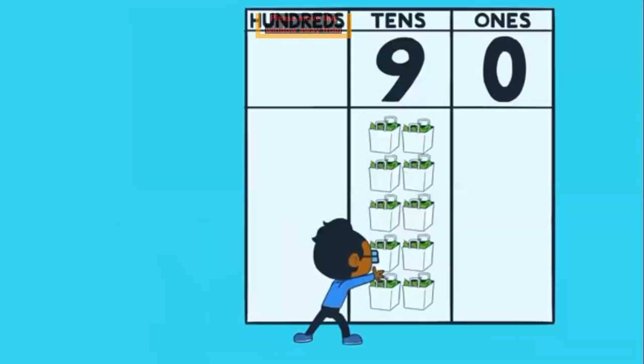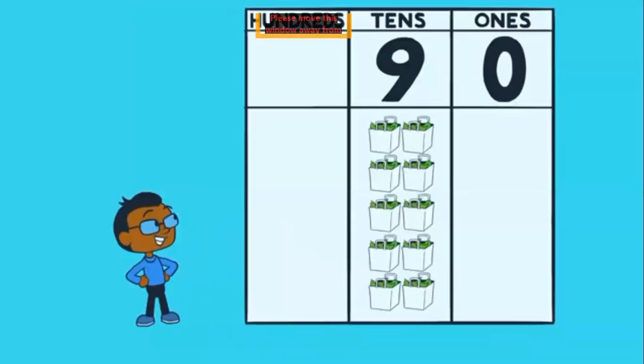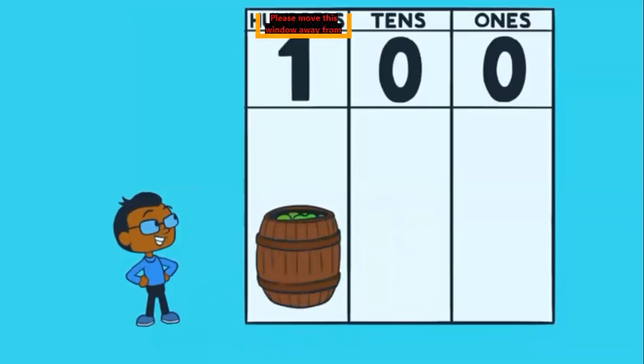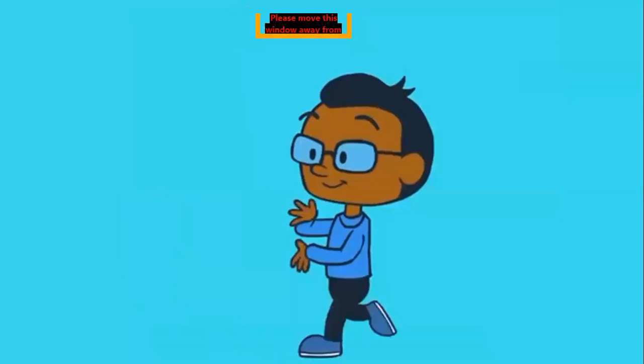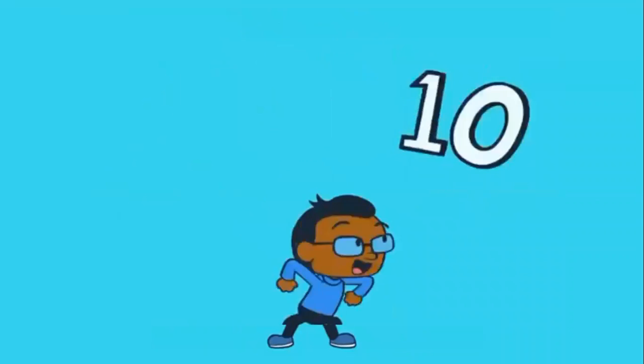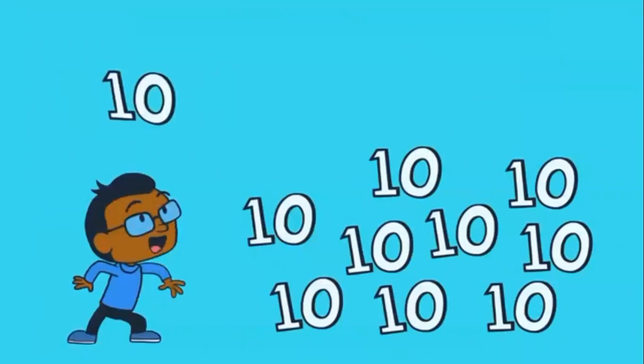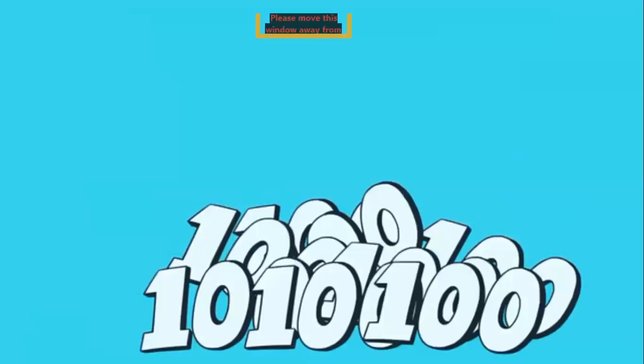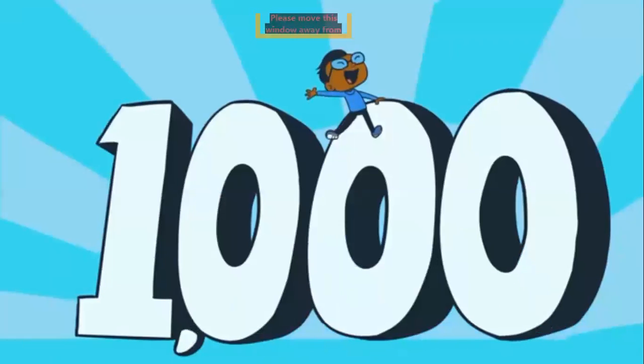So I picked another 10, and that led to one group of 100. The pair bonked me on the head, and I said, 10 ones make 10. 10 groups of 10 are 100. 10 hundreds make 1,000. The pattern never ends.